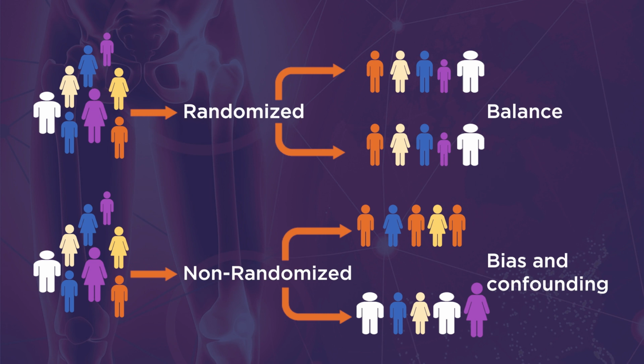Here, a propensity score is a valuable tool that can be used to balance patient characteristics, minimizing potential bias and confounding. In this video, I will explain what a propensity score is, how they are created, and different ways in which they can be used to reduce bias and confounding.